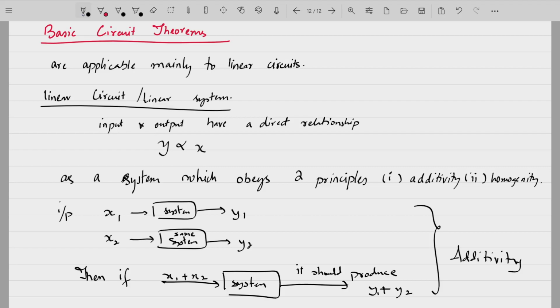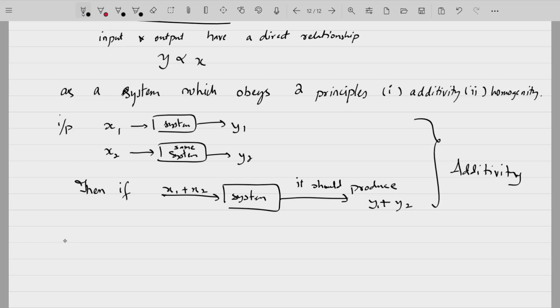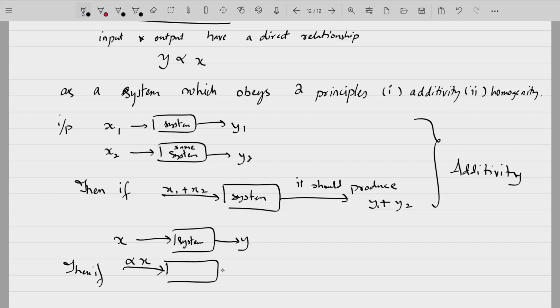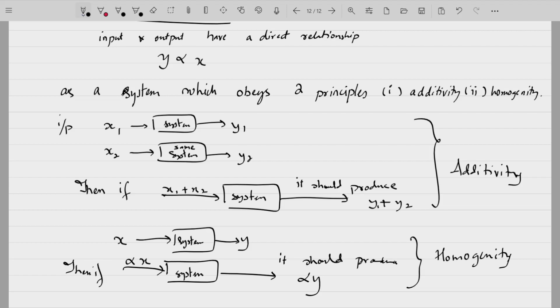If you are applying an input x1 to a system and it's producing an output y1, and if you are applying an input of x2 to the system, it's producing an output of y2, then if x1 plus x2 is applied to the system, it should produce an output of y1 plus y2. Secondly, if we are applying an input of x to the system, it is producing an output y. Then if we apply an input of alpha x to the system, it should produce an output of alpha y. This is known as homogeneity. So if you scale the input by a constant alpha, it should produce an output of alpha times y. If these two principles are obeyed by any system, then such a system is known as a linear system.